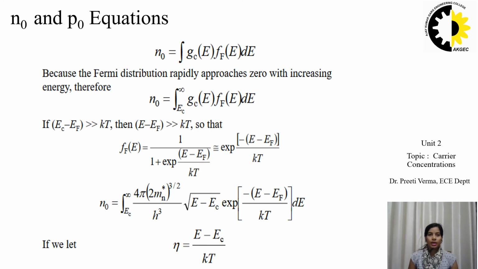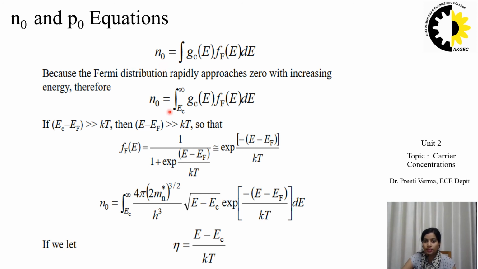Now we will try to calculate the mathematical expression for the equilibrium concentrations n0 and p0. So here I have written n0 is equal to the integral of the product of the density of states and the probability of finding the electron in those states. Integrating this over the desired range, we can calculate the equilibrium concentration of electrons.